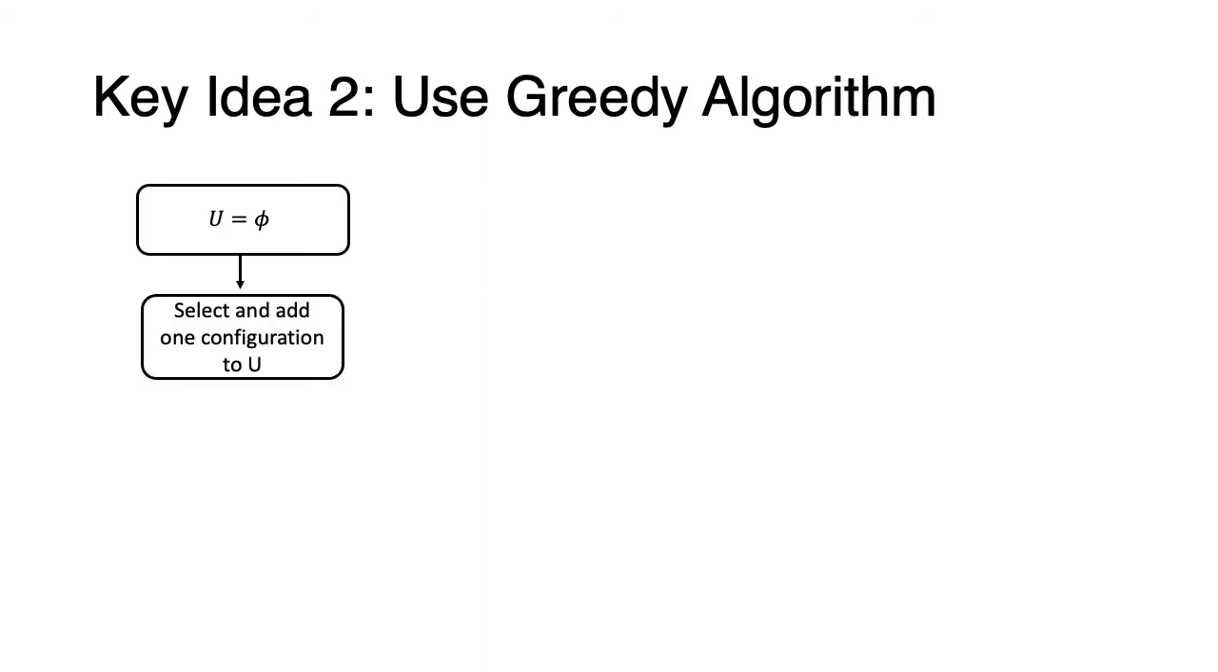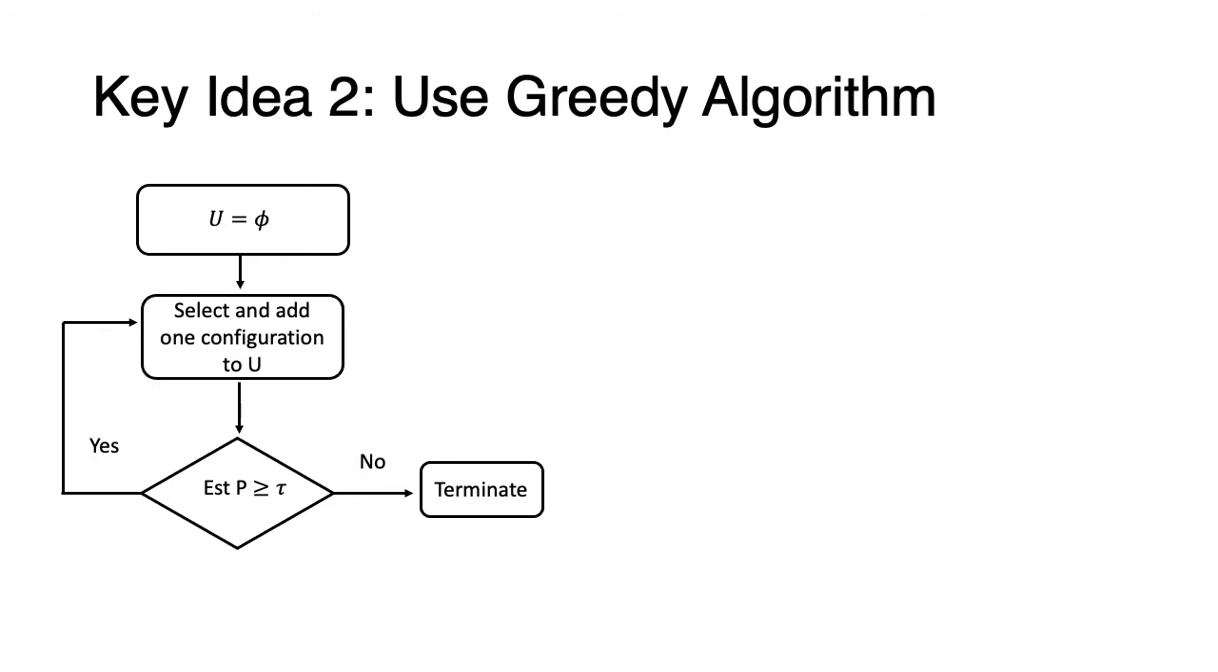Given that the problem is NP-hard, we propose to use a grid algorithm to solve it efficiently. The idea is to start from an empty set. At each iteration, we select just one configuration from the space and add it to the union. This is repeated until the estimated precision falls below the given precision target.